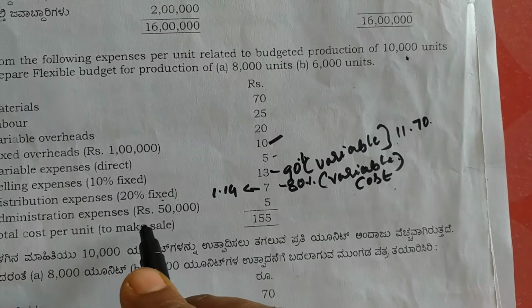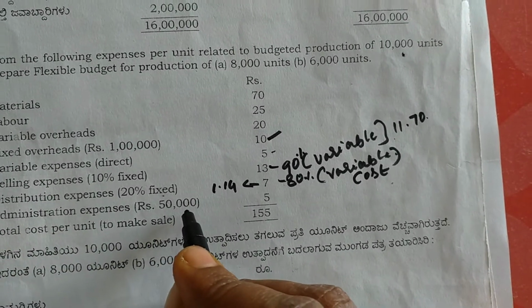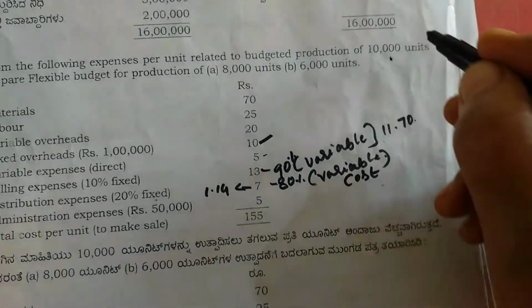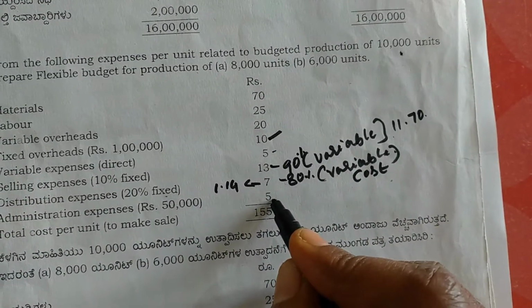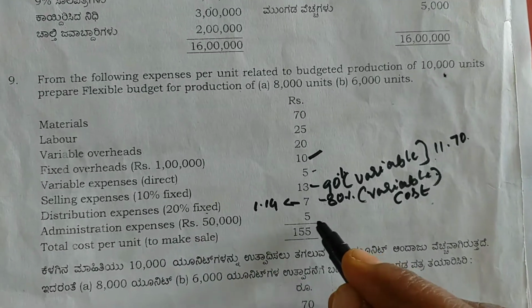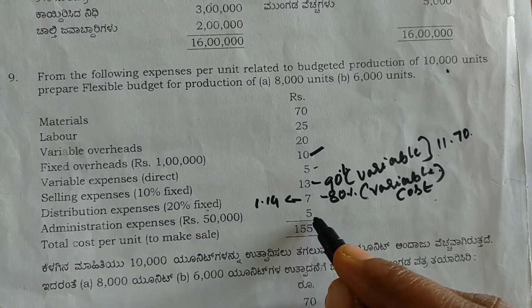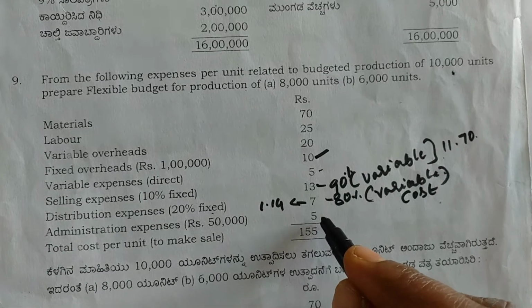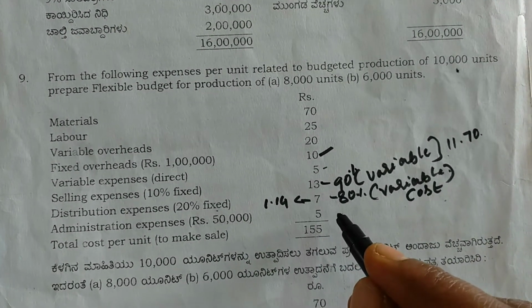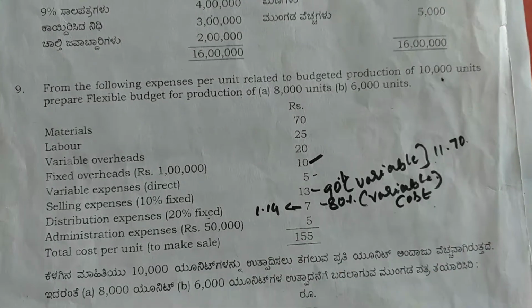And administration expenses rupees 50,000. The cost per unit is going to be 5 rupees. For 10,000 units, cost per unit is 5 rupees and administration expenses is also 50,000 here. This information also we have to keep in mind while calculating the budgeted cost per unit for 8,000 units as well as for 6,000 units. So this is about the problem.